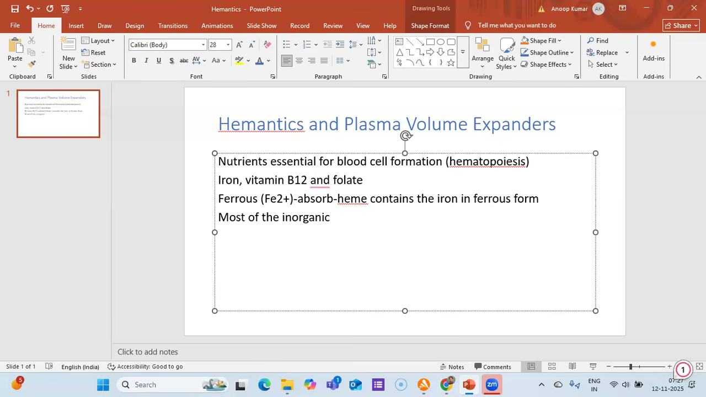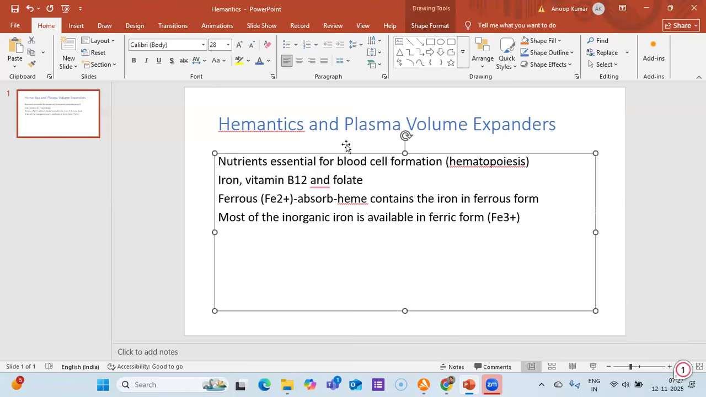But most of the inorganic iron is available in ferric form, that is your Fe3 positive, right? So again, I am repeating, what are hematinics?